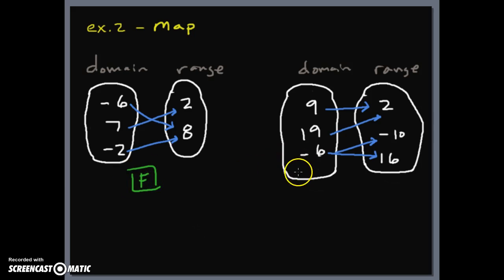And then if you look at the right example, we've got 9 paired to 2, 19 paired to 2, which is okay. We've got negative 6 paired to negative 10, and we've got negative 6 paired to 16. So again, if you think about what the definition of a function is, one input to exactly one output, this negative 6 is paired to 2 different outputs. It's paired to negative 10, and it's paired to 16. This is an example of a non-function.